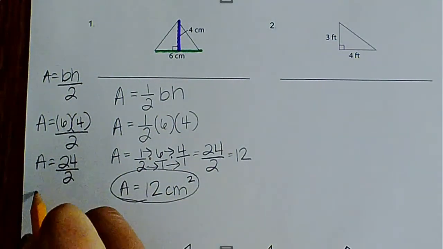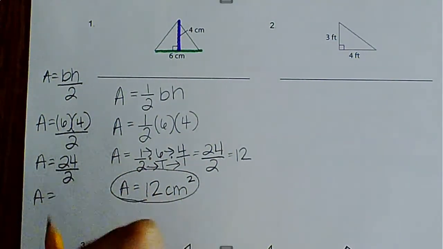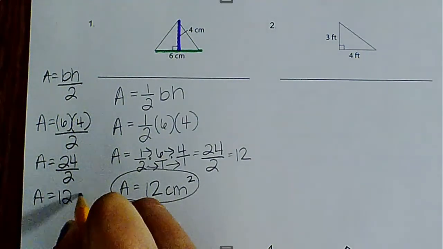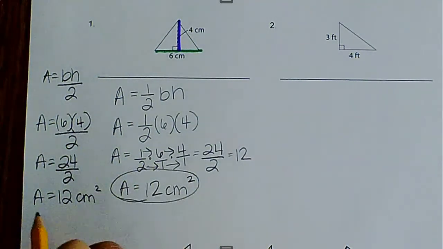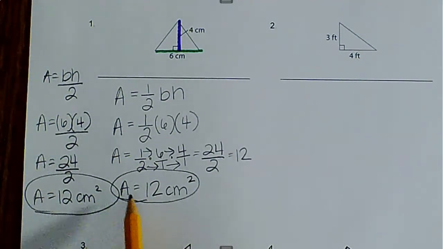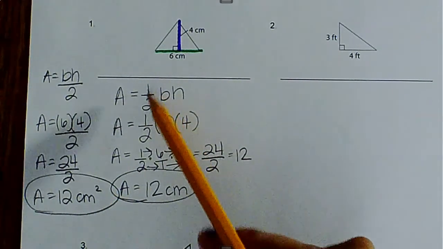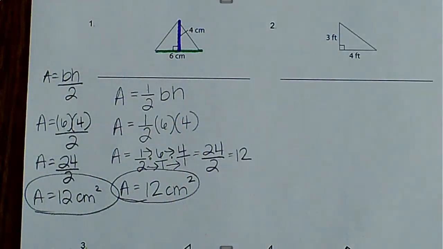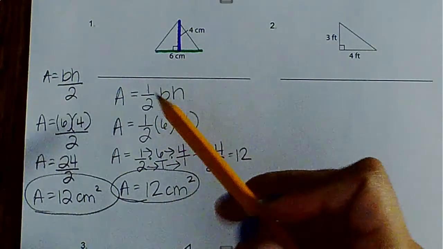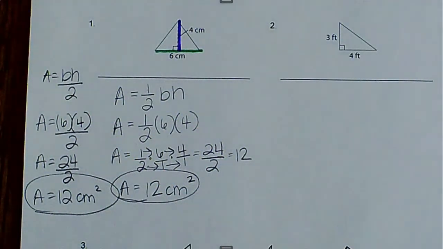Everything else stays the same. And then the area equals 24 divided by 2, which is 12 centimeters squared. So we do end up getting the same thing, okay, because 1/2 and 2 are reciprocals of one another. So multiplying by a half and dividing by 2 are the same thing.